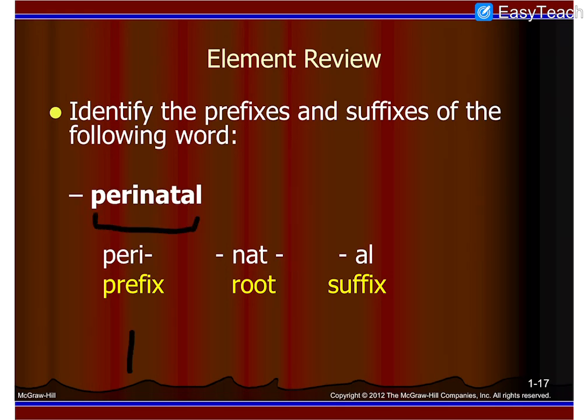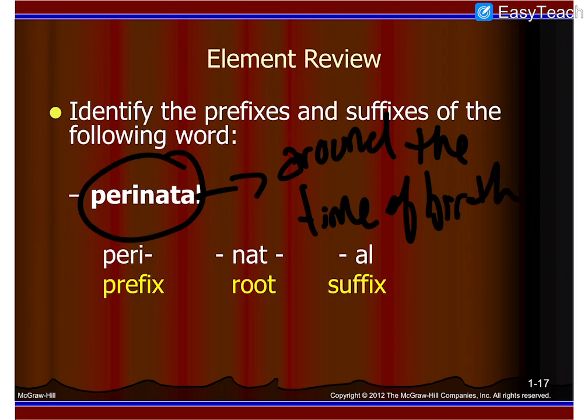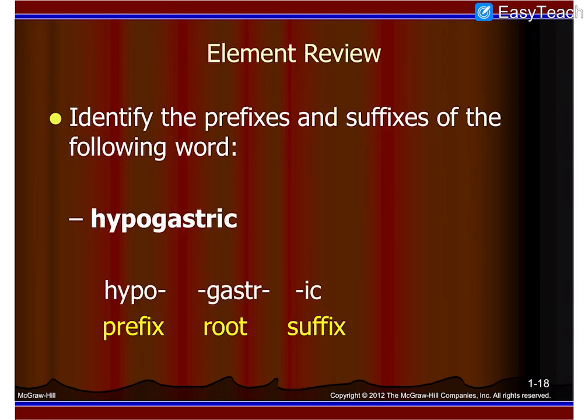Perinatal. Peri is the prefix. Peri means around. Nat is the root. Al is the suffix. Perinatal is around the time of birth.